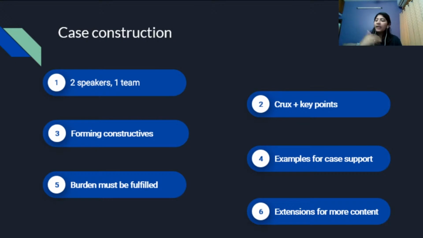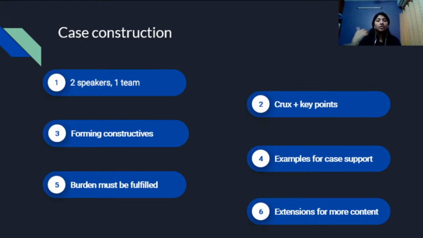So for example, if you have this house believes that animal testing should not be banned, then the crux of the motion will be whether you're going to ban it or not. So is animal testing good or bad? Why should you ban it? You're going to explain things like that if you're on the government side, and you have to explain the opposite if you're on the opponent side.